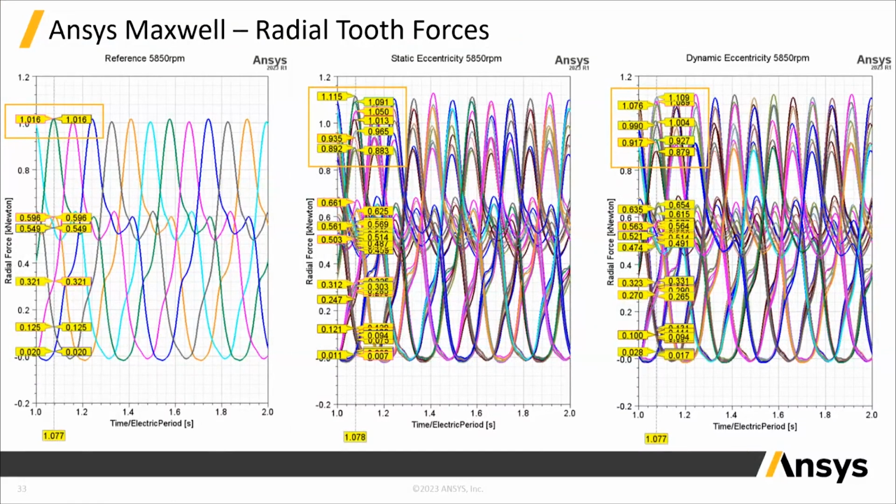On the left, we see the forces for an ideal air gap case. As expected, the forces are symmetrical and periodical. In the middle and on the right, we see the forces for the static and dynamic eccentricity cases, respectively. Now there's a significant deviation of the instantaneous forces. And next, James will show how this impacts the noise level of the machine.